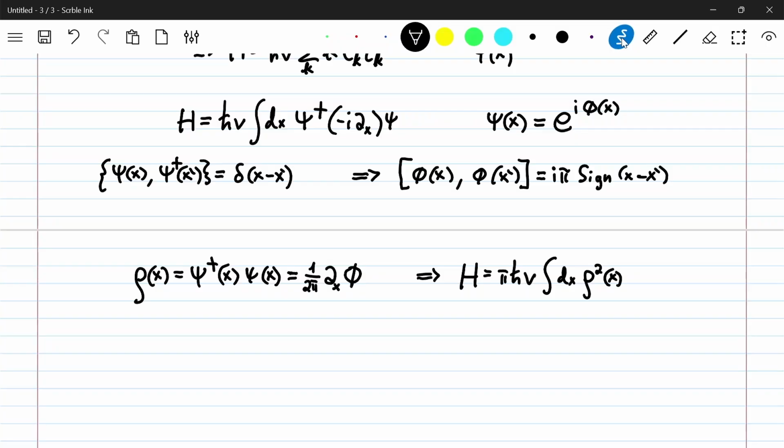Okay, so let me quickly show how you proceed with this. It's more convenient to go again to K-space, and in K-space I can write the Hamiltonian as the sum over K. Let me just see, sorry.